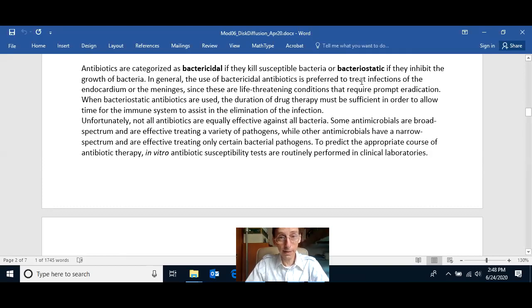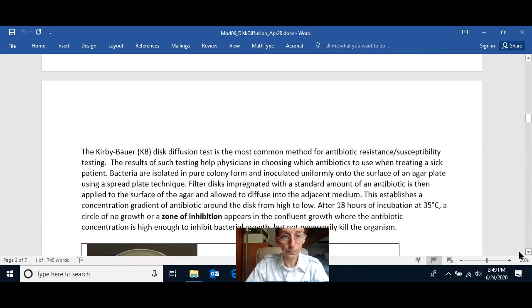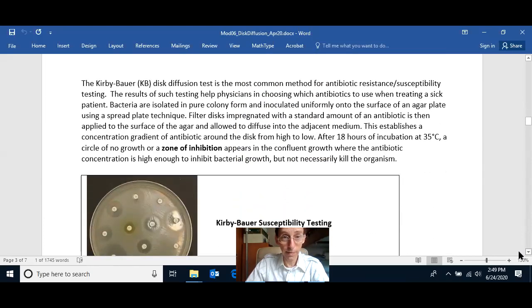Unfortunately, not all antibiotics are equally effective against all bacteria, and that is why we sometimes use this test where we put antibiotics on discs and then put them on the bacteria to see how effective the different antibacterial agents are on this given bacteria. And that is known as the Kirby-Bauer disc diffusion test, sometimes just called the Kirby-Bauer test.